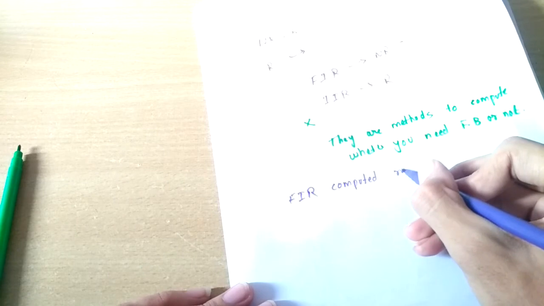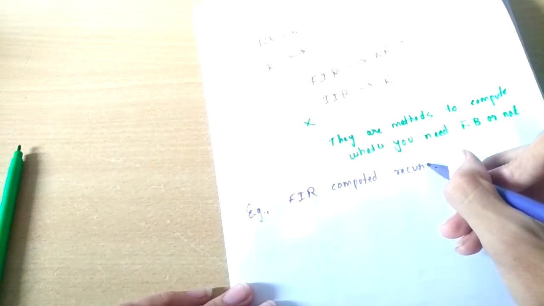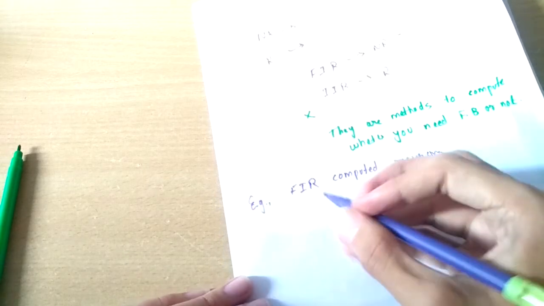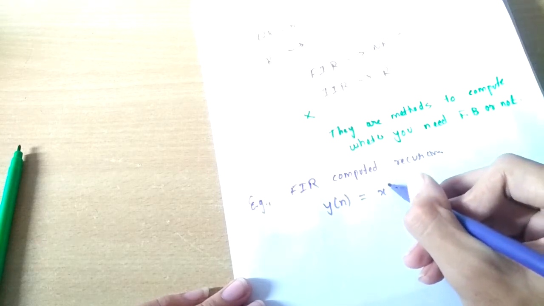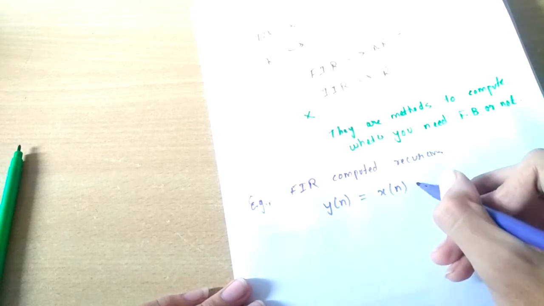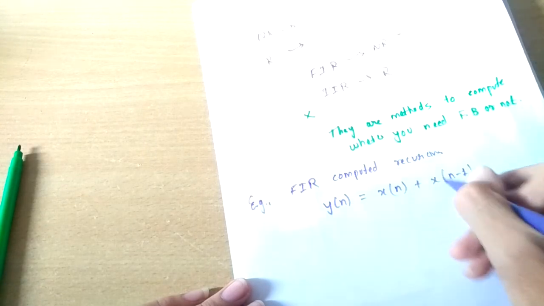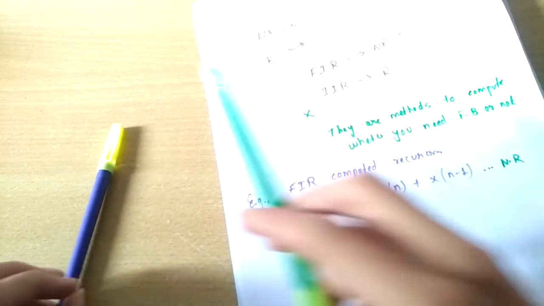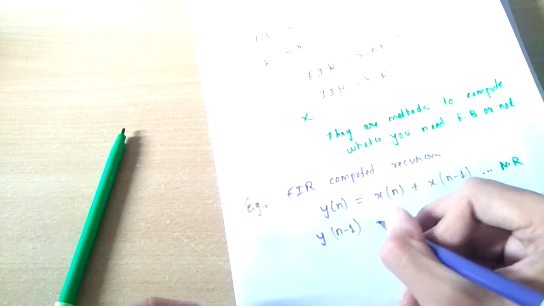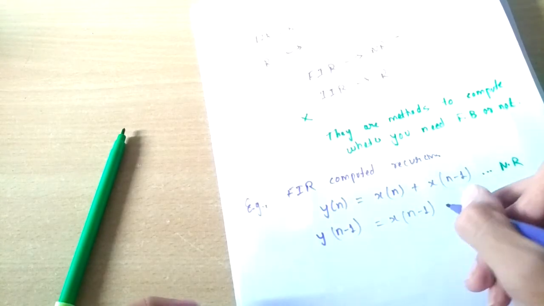Now let me consider FIR computed recursively. I'm taking an example. Let me consider one random question. Let's say our difference equation is y of n equals x of n plus x of n minus 1. Now you can see that clearly it is non-recursive, right? Now let me replace n by n minus 1. So simply I can write it like this.